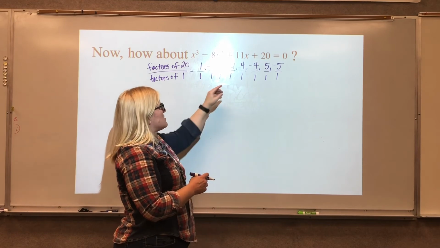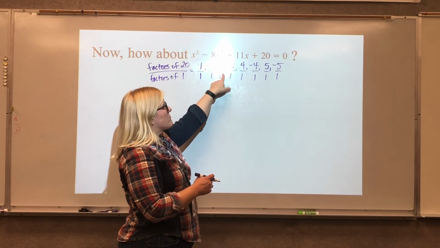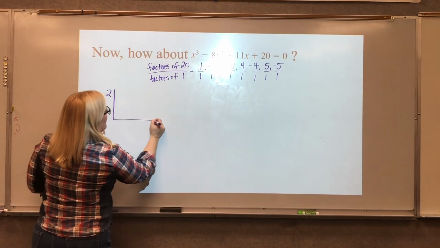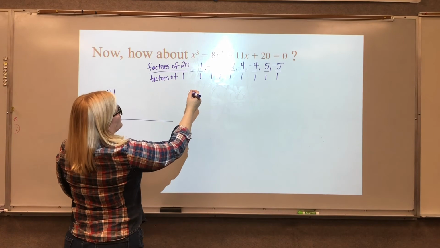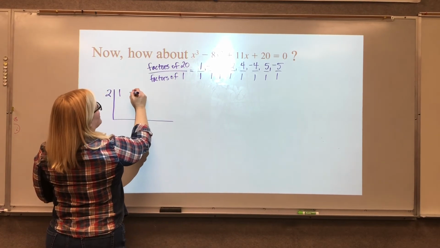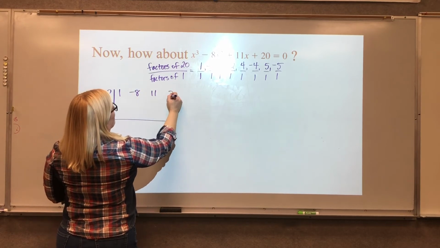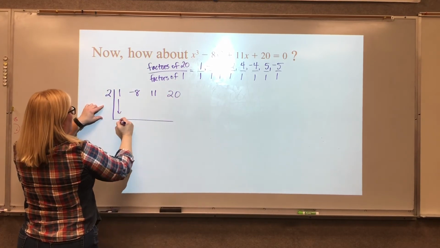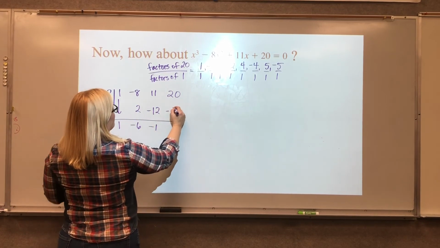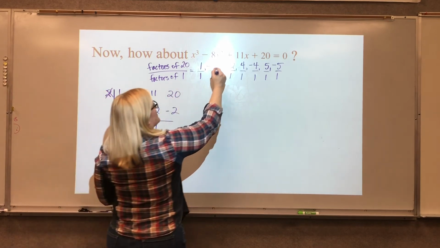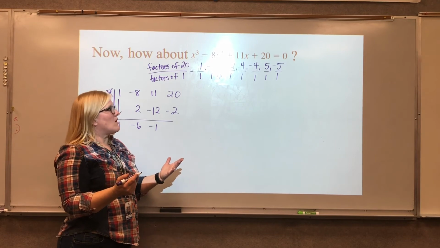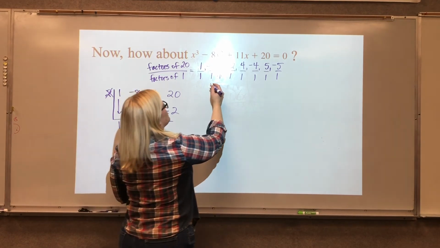So I want to check and see if 2 is a zero. So I'm going to put it into the polynomial. I've got 1, negative 8, 11, and 20. So drop the 1. This is 2, negative 6, negative 12, negative 1, negative 2. So 2 is not one of my zeros. And you can see how this could take a while. But let's try another one. Let's do 4.